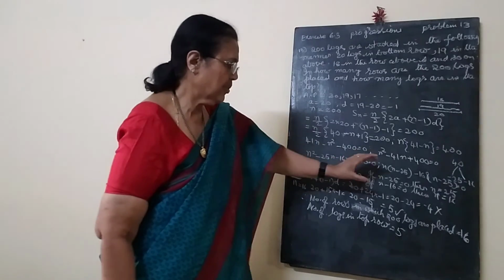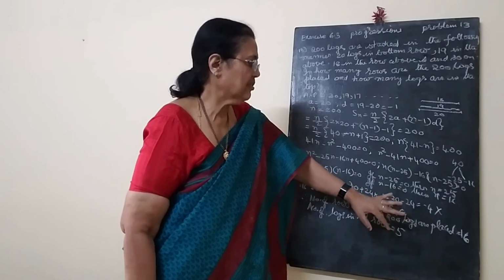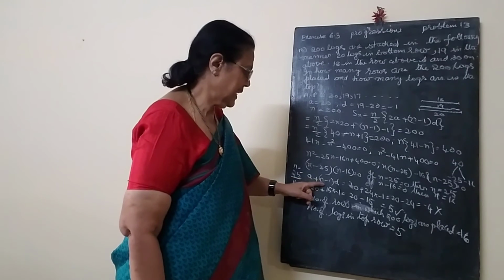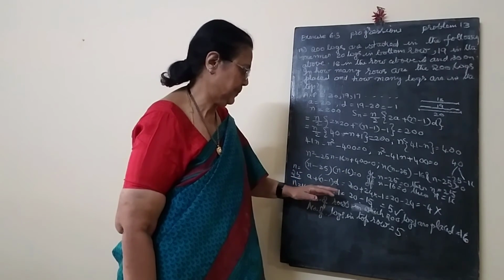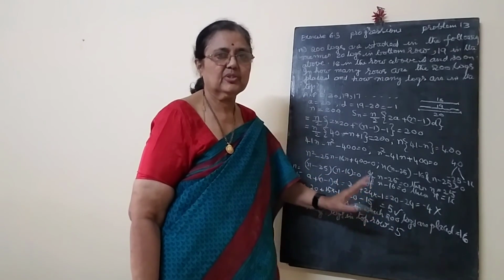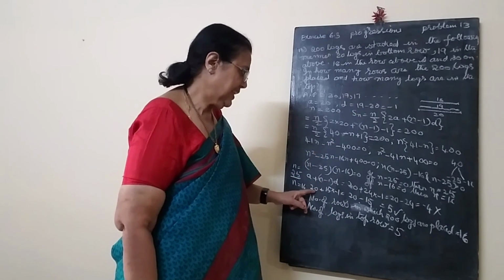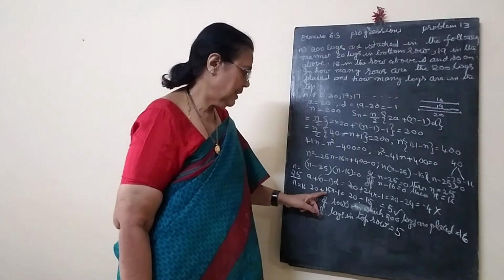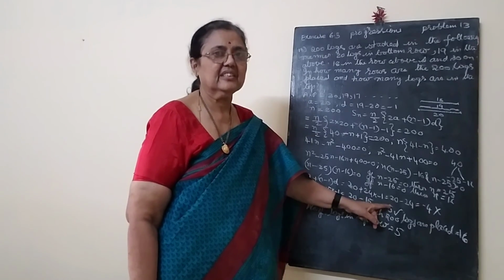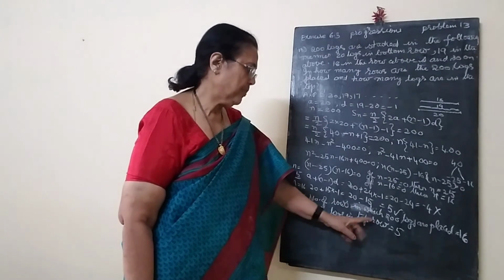So you got two answers. You cannot say that there are 25 rows and 16 rows, so we find out which is correct. A plus n minus 1 into d is the last row. So 20 plus 24 into minus 1 is minus 4, so the number of rows cannot be 25. With the other, n is 16, 20 plus 15 into minus 1, 20 minus 15, is 5. This is correct. So the number of rows is 16, and the number of logs in the top row is 5.